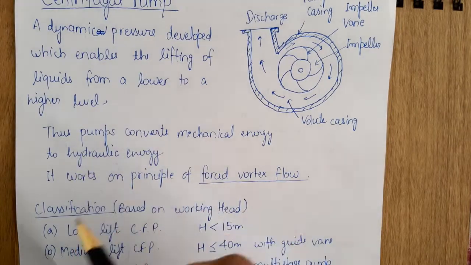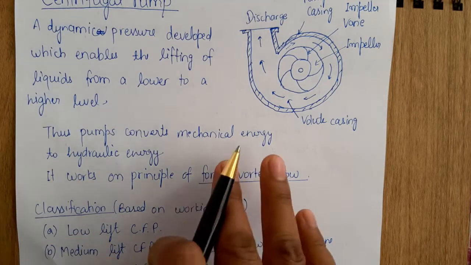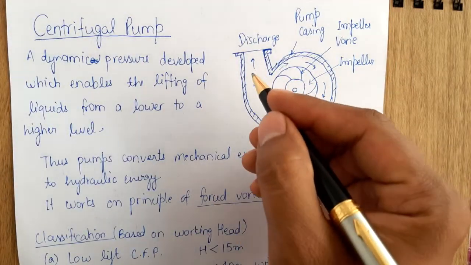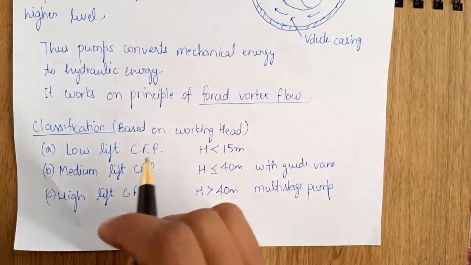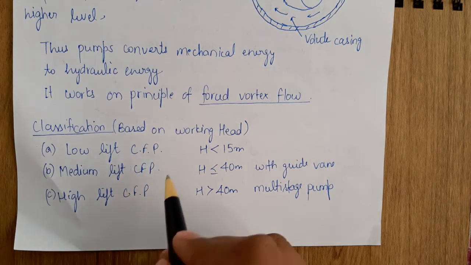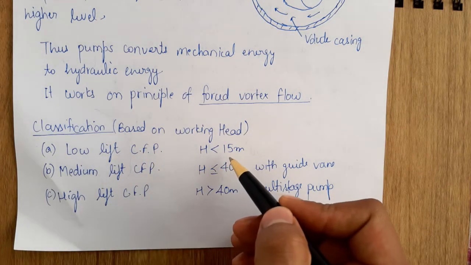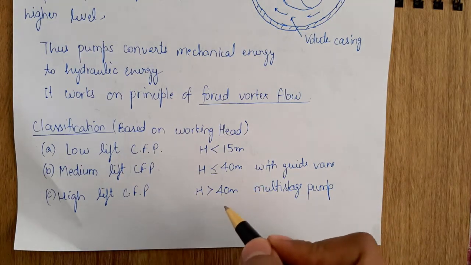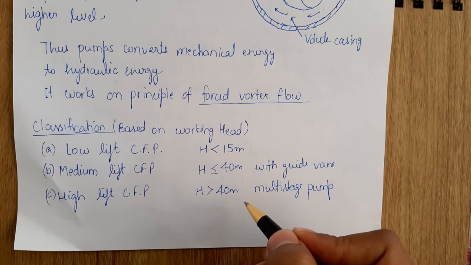Now thus pumps convert the mechanical energy to hydraulic energy, and it works on the principle of forced vortex flow. In this we have the forced vortex flow. Now classification based on the working head: low lift centrifugal pump, medium lift, and high lift. Low lift is the case in which the head is less than 15 meters, medium lift is 15 to 40 meters, and in case of the high lift we have head more than 40 meters.